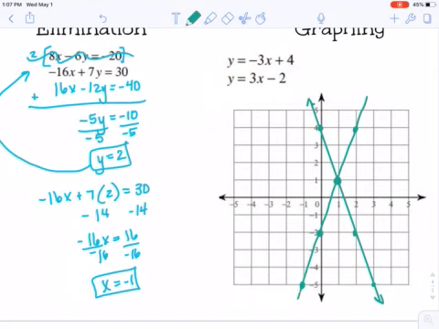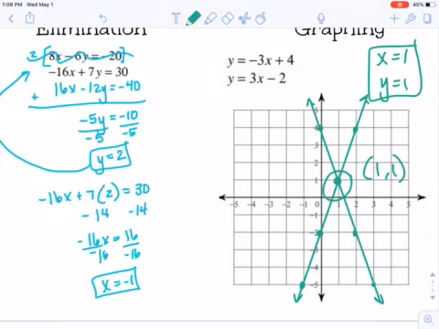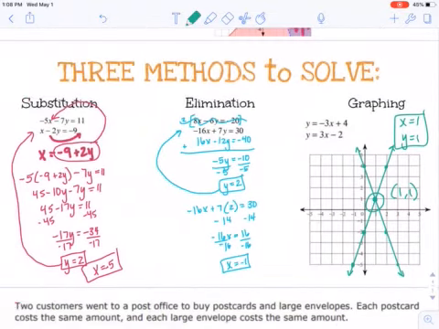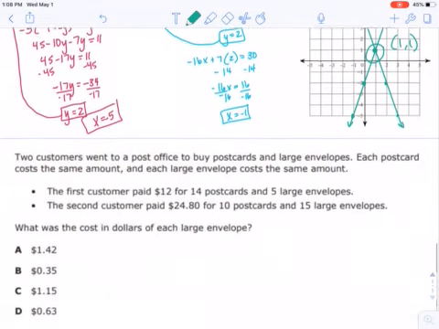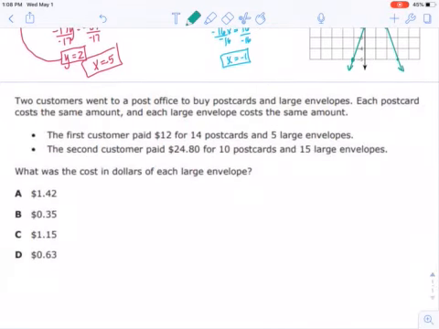So I connect those, and I see that my intersection point is at 1, 1. So my answer would be 1 and 1. So those were the three methods that we used. Okay, again though, I would graph if it's easy to graph on the STAAR, just because your calculator will do that for you. However, here's an example of a STAAR question where it wouldn't be quite so simple.